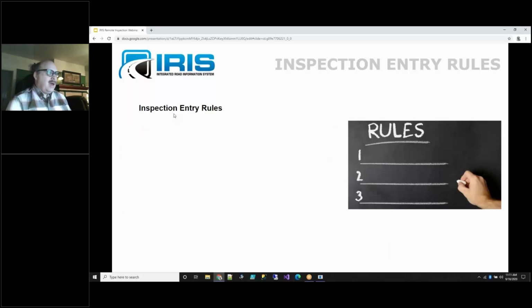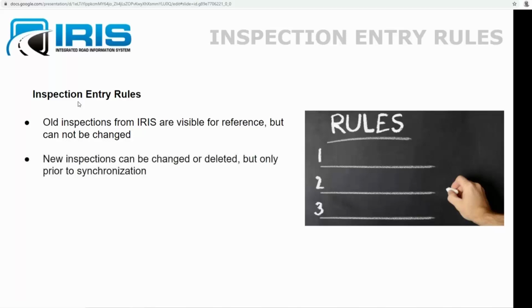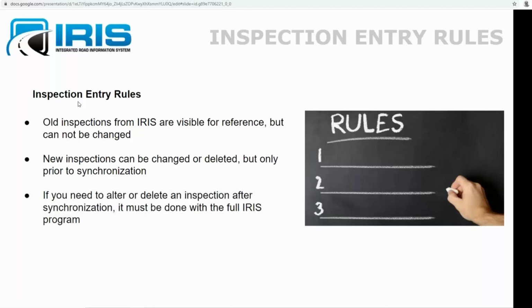So here are some of the rules about inspection entry. First of all, old inspections that come from IRIS are visible, but they're only for reference. They can't be changed. We don't want people changing the old inspections that have already been uploaded into the system. New inspections, the ones that you have entered since you synchronized, and you're out in the field and you're starting to enter some new ones, those all can be changed and deleted, but only prior to synchronization. Once you synchronize, they become old inspections. If you need to alter or delete one of those inspections that you uploaded, you will have to use the full IRIS program to do so.